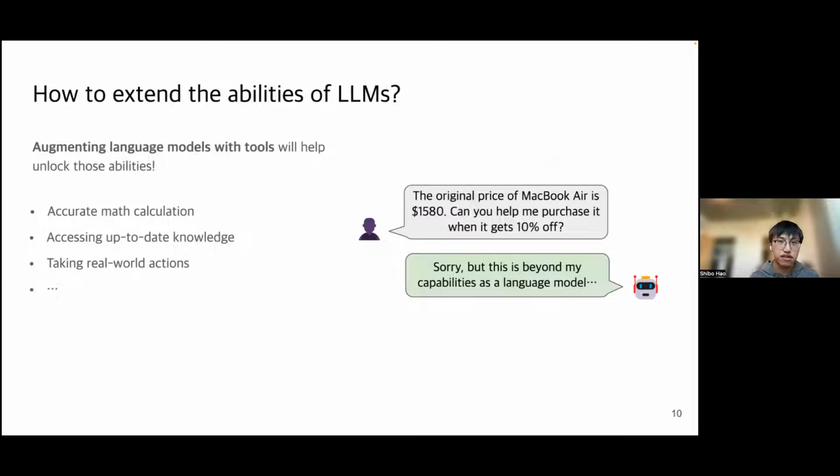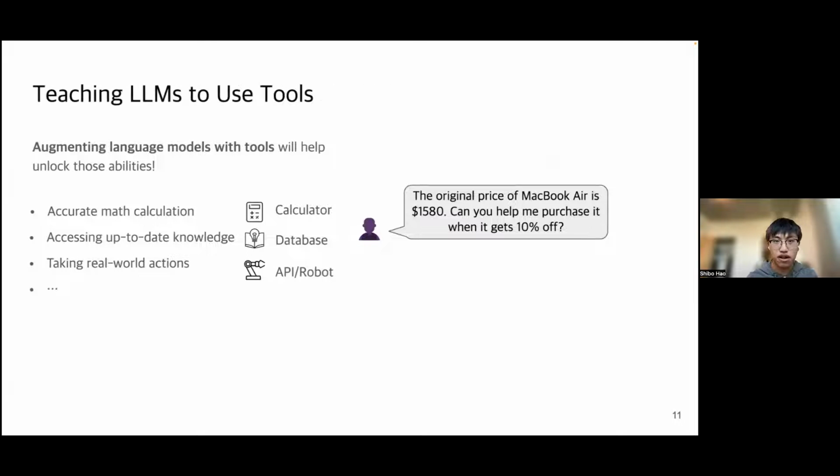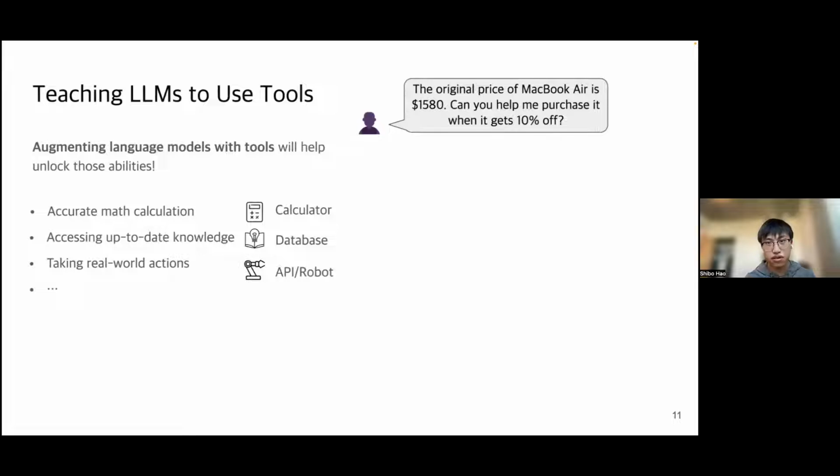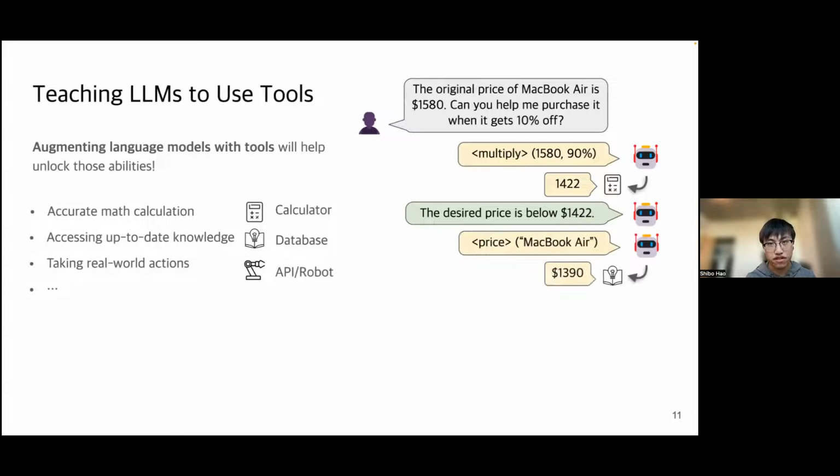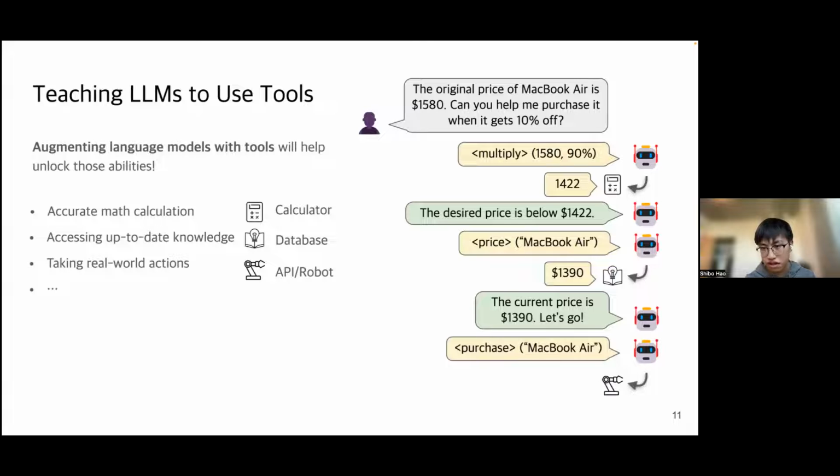A very promising idea to extend the abilities of LLMs is to augment them with external tools, like using a calculator, connecting to a database or APIs, or robotic actions, just like how humans make use of tools for difficult tasks. Ideally, for this user query, an LLM should be able to respond perfectly with the help of a bunch of tools.